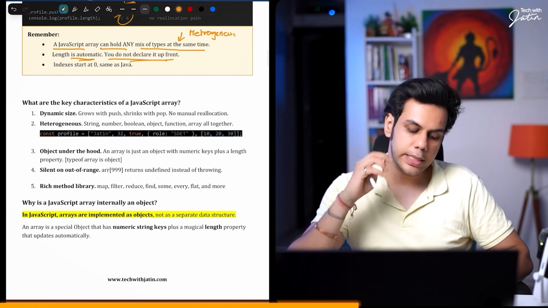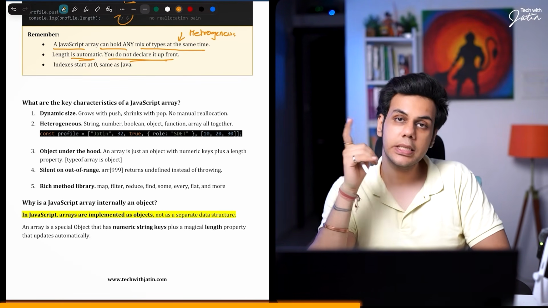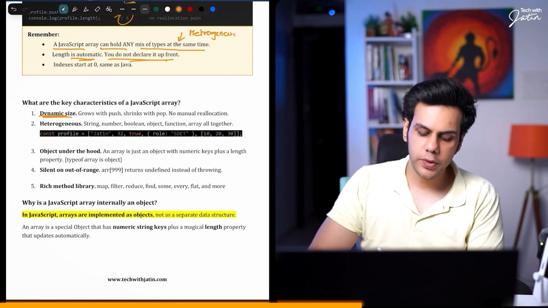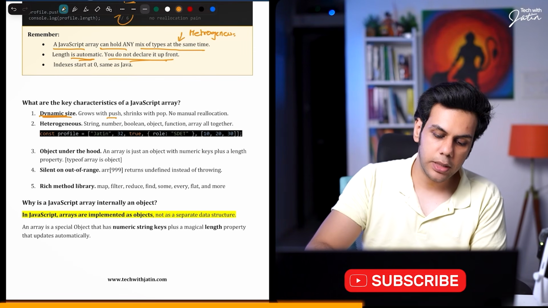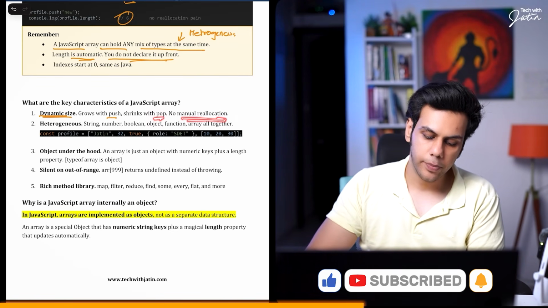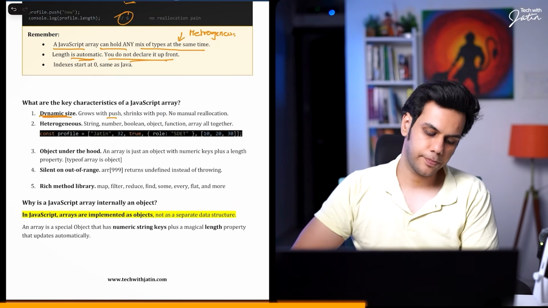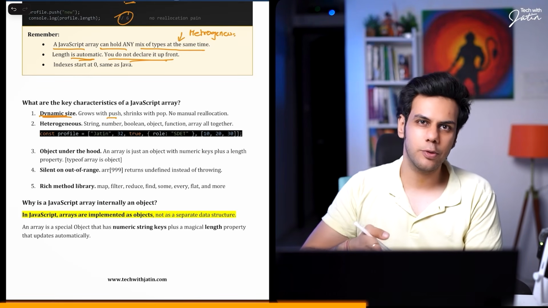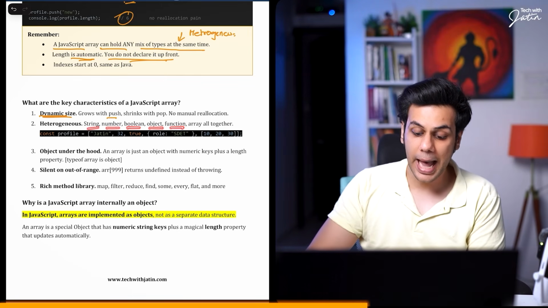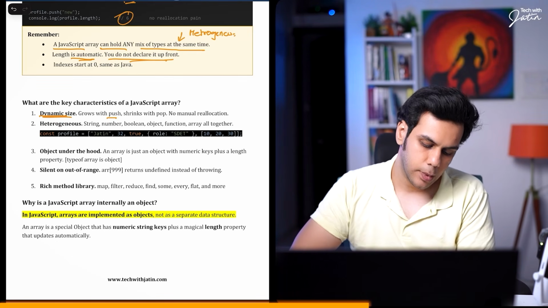Now, what are the key characteristics of the JavaScript array? Now we know the Java array. In a Java array, the size is fixed. Over here, the size is dynamic. It grows with push. You can reduce the size with the help of the pop method. No manual reallocation required. So if you want to remove some element, you can use the pop method. Heterogeneous in nature. Now everyone knows what exactly heterogeneous is. You can store string, number, boolean, object, function, array all together. Everything can be stored inside an array.